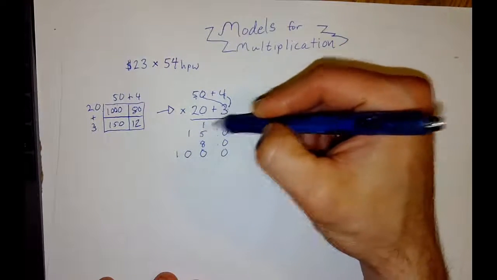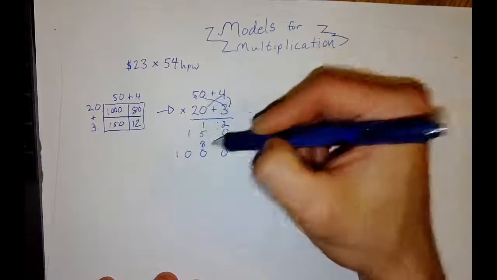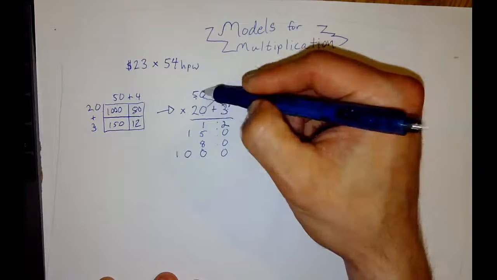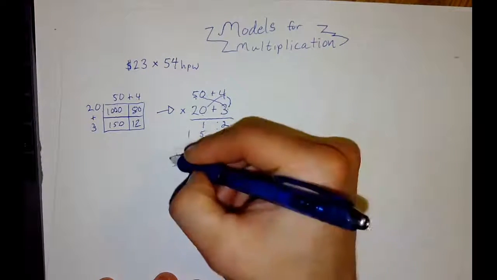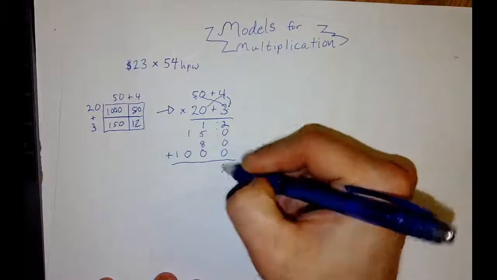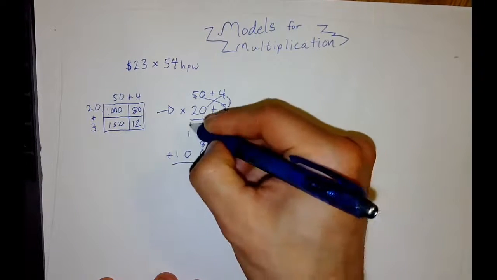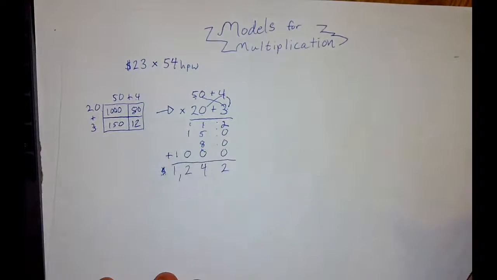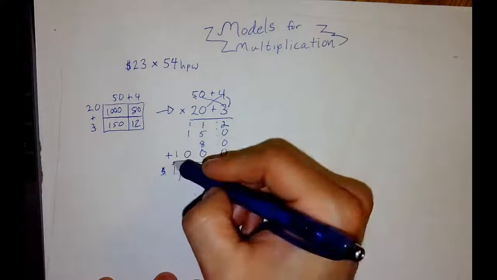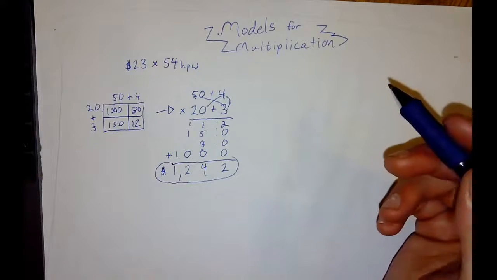3 times 4 is 12. 3 times 50 is 150. 20 times 4 is 80. 20 times 50 is 1,000. Let's take our partial products and get our sum. $1,242 per week for most of those professions when you first start, although you lose some of that to taxes.